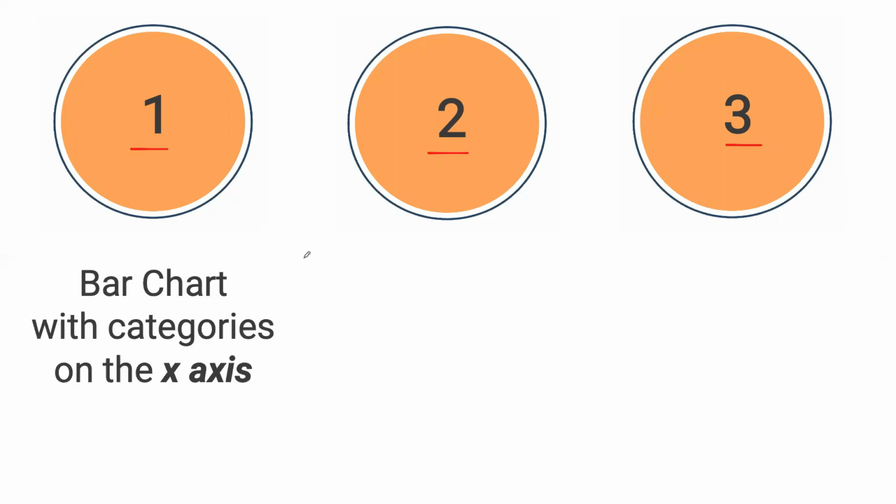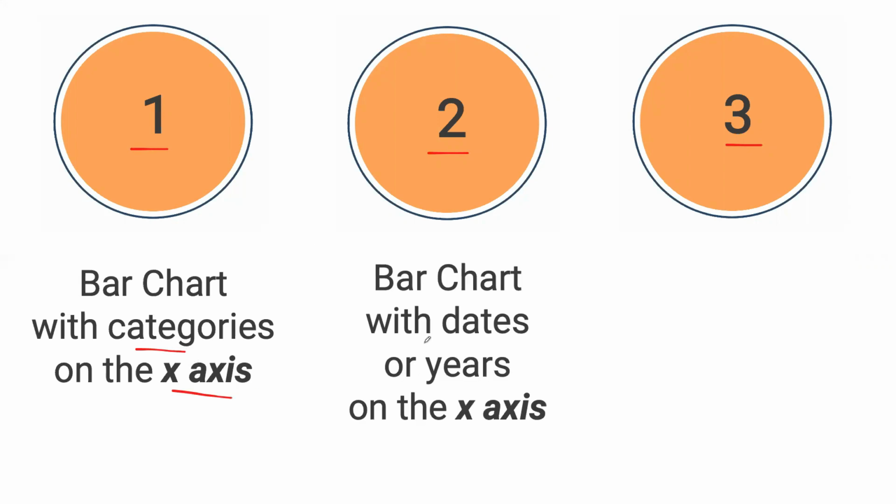The first one is a bar chart with categories along the x-axis. The second type is a bar chart with dates or years on the x-axis, and this is very similar to a line graph, even though it is a bar chart. And the last and most infamous type is a writing prompt with 2 bar charts. So like I said earlier, you'll have to just look at 2 different sets of information and somehow connect them together. The main thing for this third type and the type that we'll be looking at today is to think about how these 2 bar charts are connected.